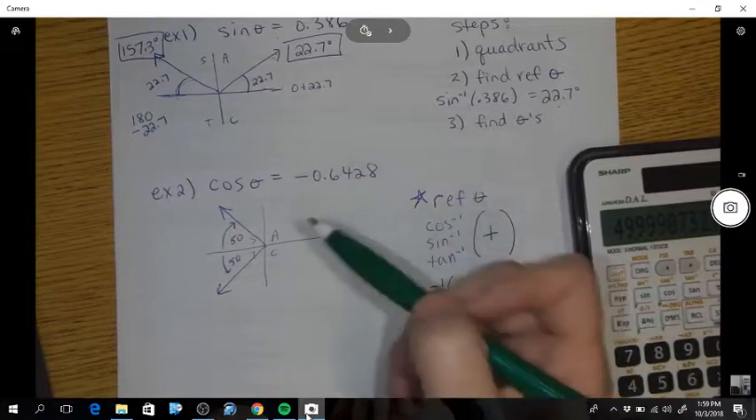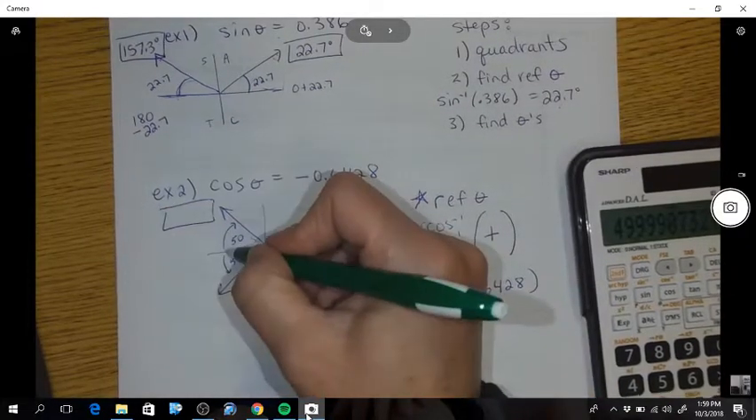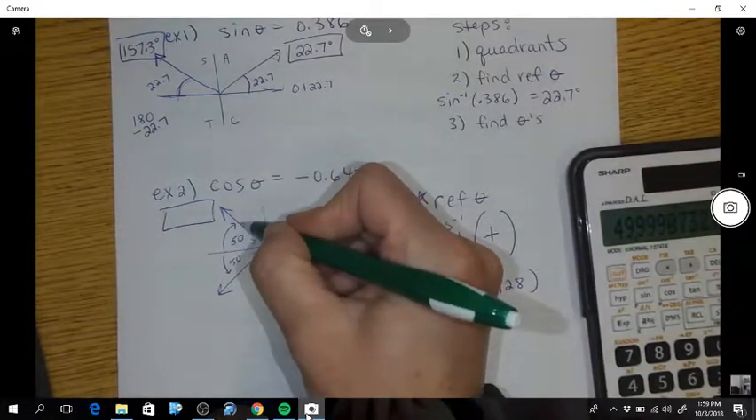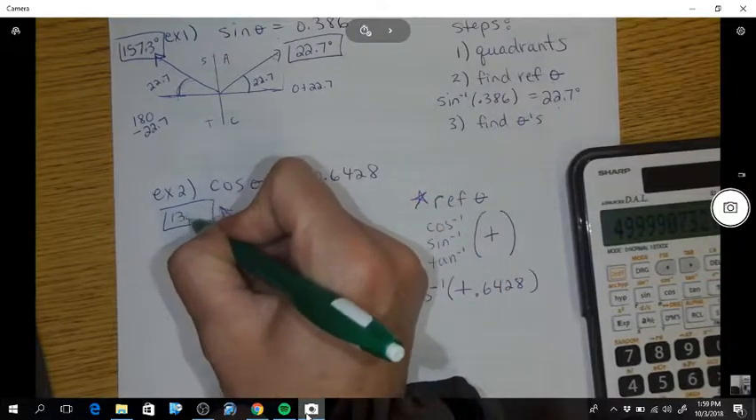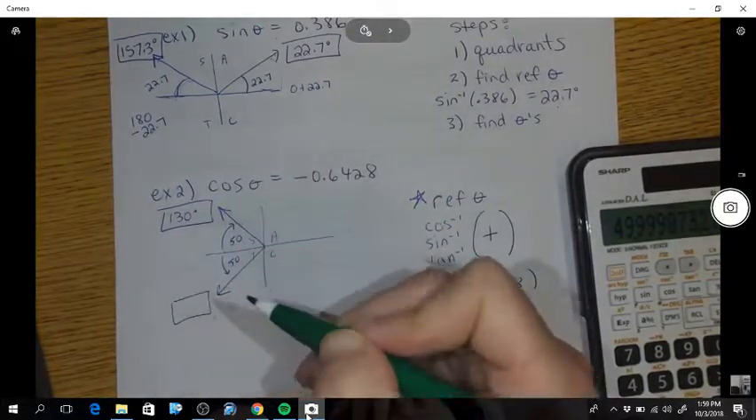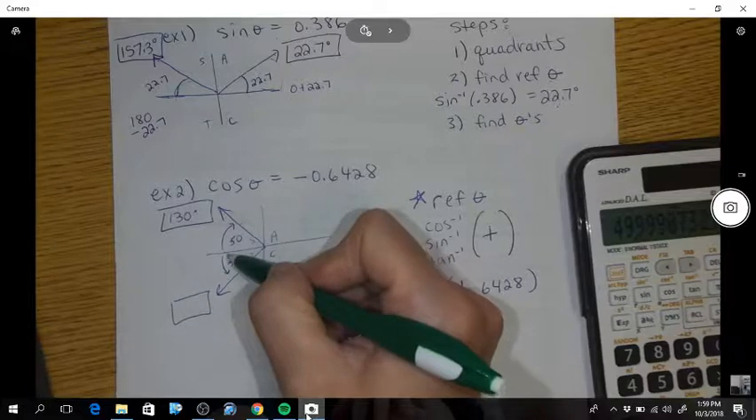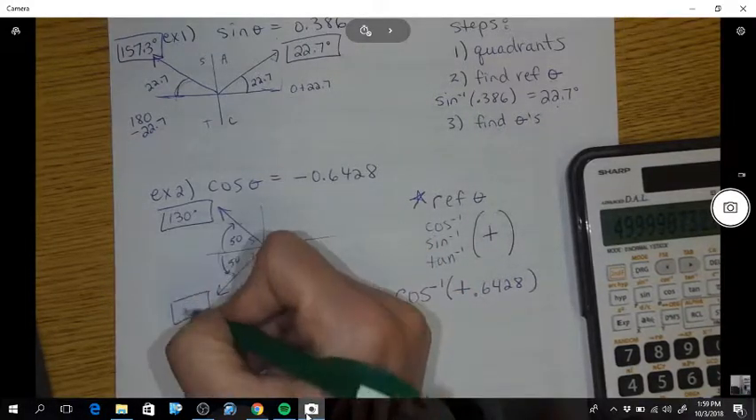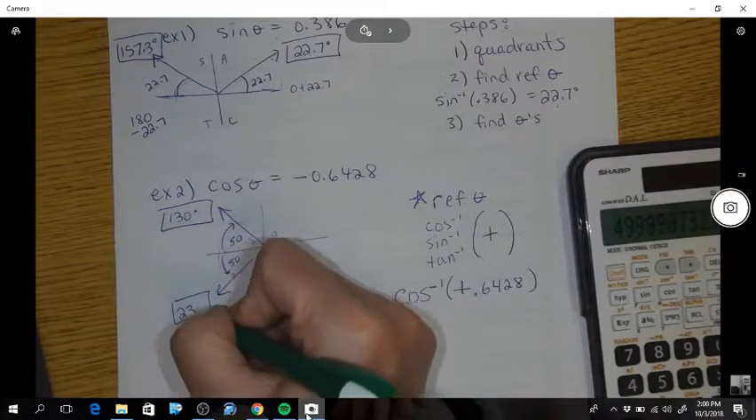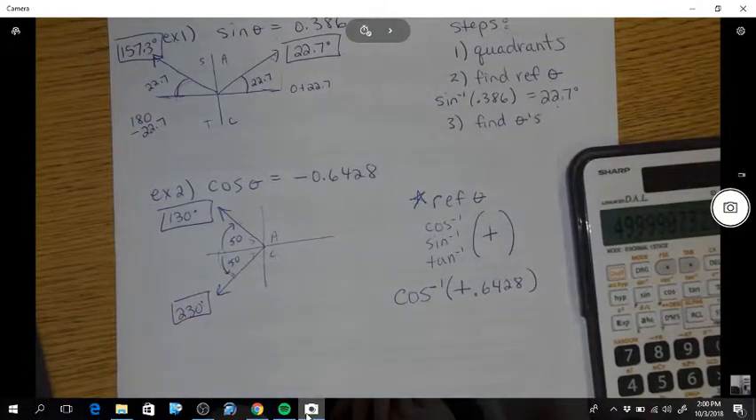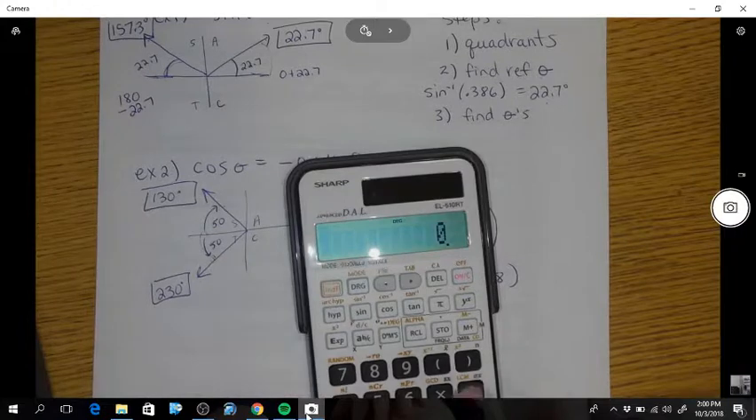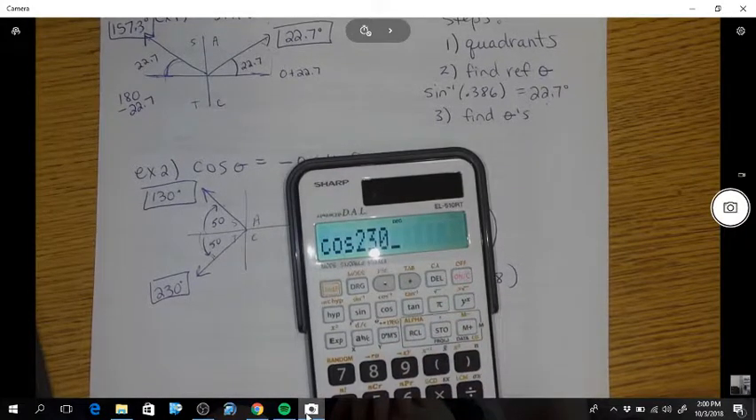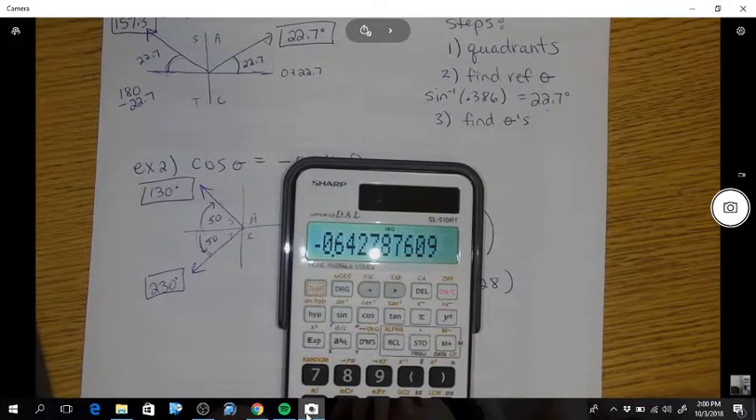Step 3, find your actual position of your angles. This one is 50 degrees smaller than 180. Okay, and this one is 50 degrees larger than 180, so 180 plus 50. Okay, and again, you can check your answers. For instance, let's check 230. Cos of 230 equals, there you go.